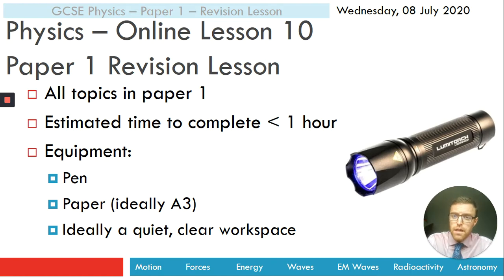I estimate the revision lesson will take much less than an hour, and the equipment that you'll need will be a pen, paper. Ideally, if you've got A3 paper, that would be fantastic this week. If you don't, don't worry, but A3 paper would be the best. And ideally you've got a quiet, clear workspace. If you don't have any of those things, I'd like you to pause the video and try and get them now. Okay, let's move on.